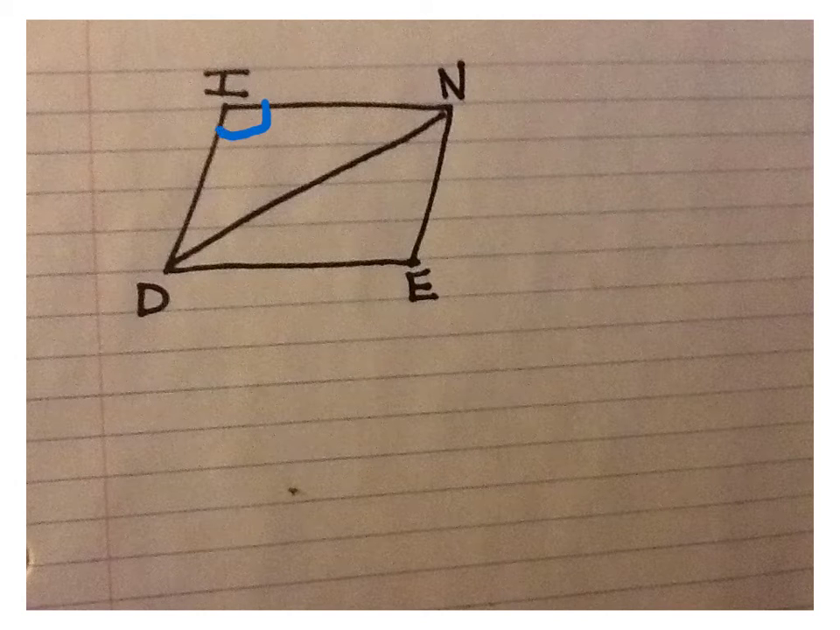So angle I is congruent with angle E because the opposite angles of a rhombus are congruent. So that also means angle D is congruent with angle N. And as I said before, line segment DN is congruent to line segment DN because it is the same line segment. And all of the sides are congruent because it is a rhombus.